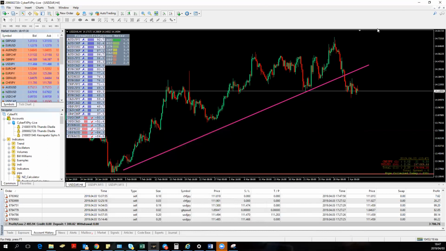And basically this is the platform that everybody uses. That's MetaTrader. And if you have an account, see it says live there, so it's a live account and it shows the name of the person that's handling the account.